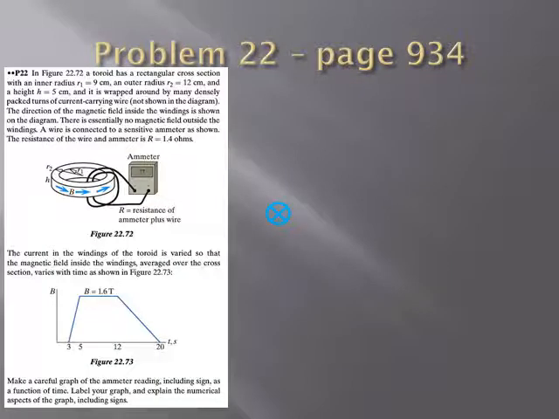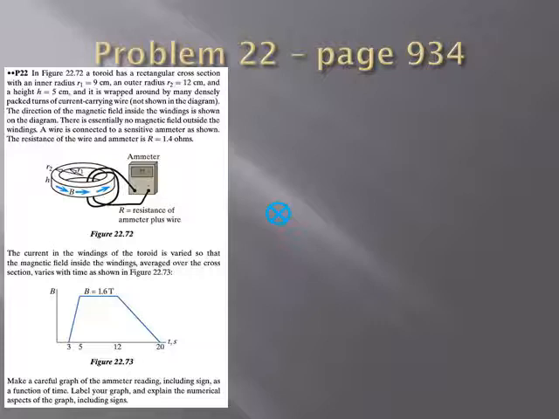All right, one last one, a little more complicated though. In this case, we have a toroid that has a rectangular cross section where the inner radius is 9 centimeters and the outer radius is 12 centimeters. The height of it is 5 centimeters, and it is wrapped around by many densely packed turns of current-carrying wire. The direction of the magnetic field inside the windings is shown on the diagram. There is essentially no magnetic field outside the windings. A wire is connected to a sensitive ammeter as shown.